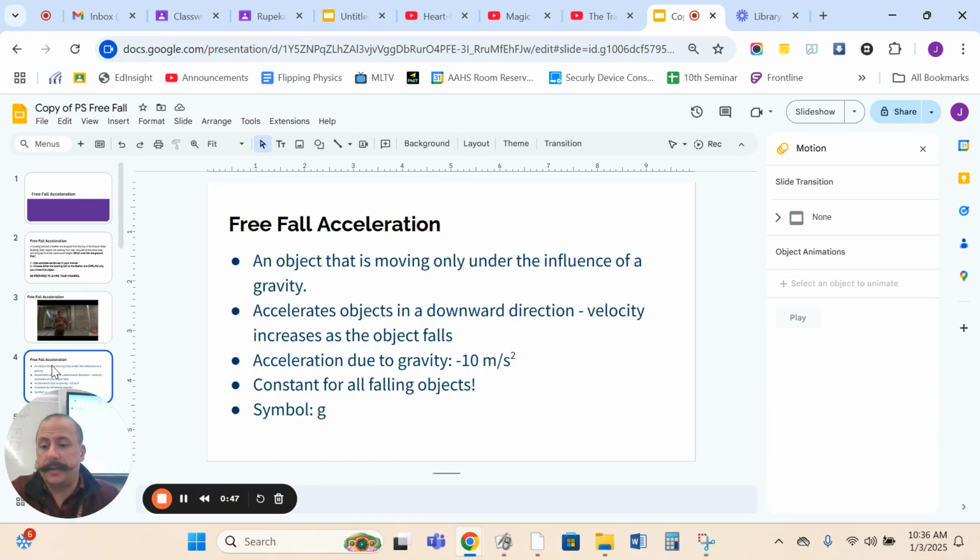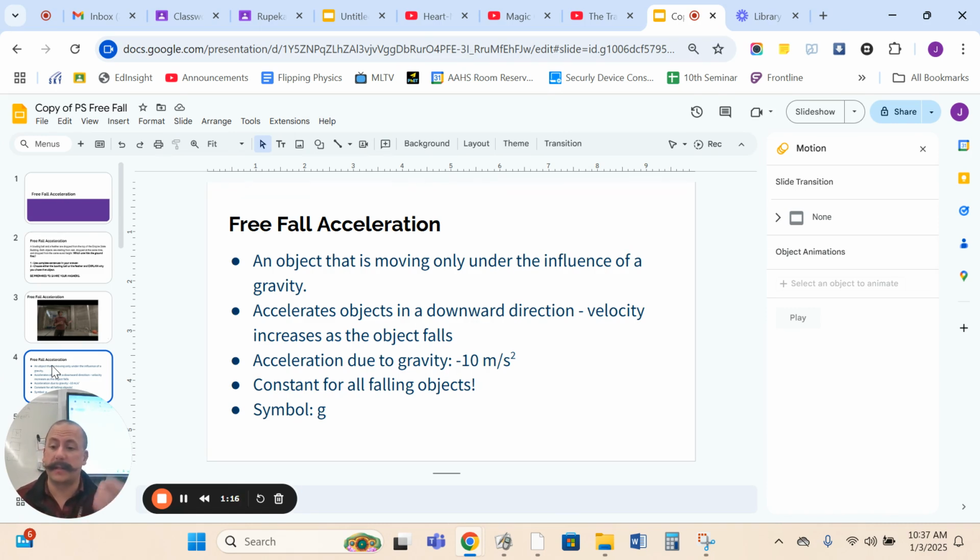Free fall acceleration. Objects that are in free fall are under the influence of gravity only. There is not anything else pulling or affecting how they are traveling down towards the Earth's surface. Objects always accelerate downward towards the ground, towards the center of the Earth. Gravity doesn't pull something sideways. It's always directed straight down towards the center of the Earth.